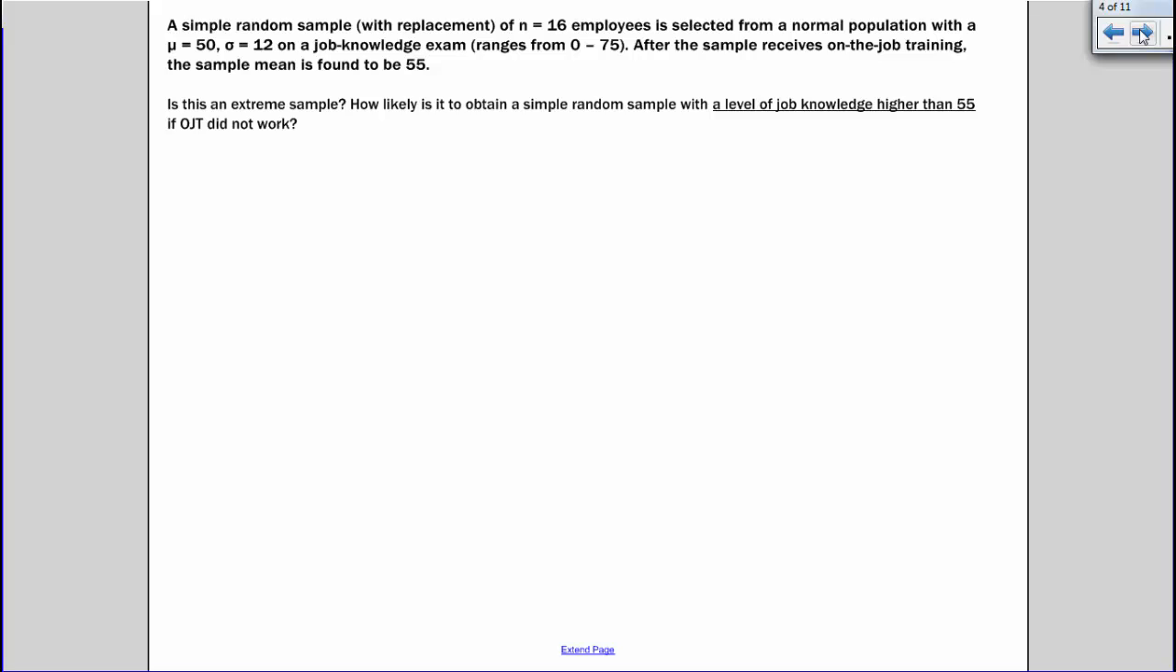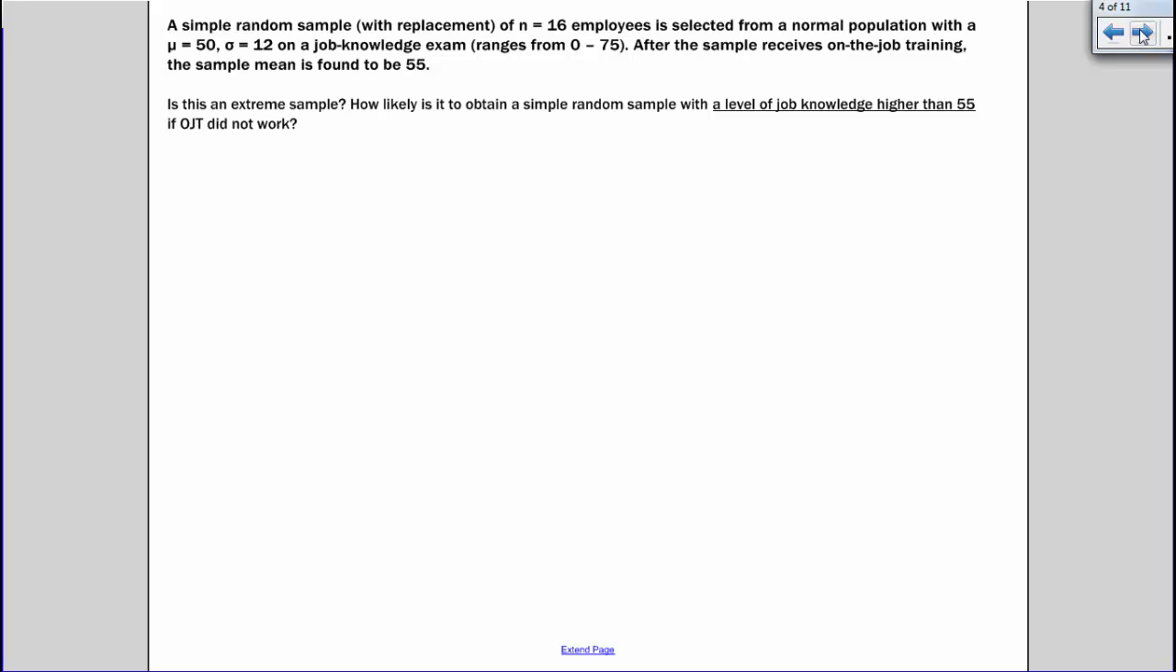Are we confident that on-the-job training had an impact on their job knowledge beyond the difference we would expect to see just due to random chance? So we're going to compare our sample mean of 55 to our population mean of 50. And not only are we going to compare those two means, but we're going to compare that difference between the sample mean and population mean to the difference we would expect to see just randomly, or to the standard error, to see if we have an extreme sample mean.